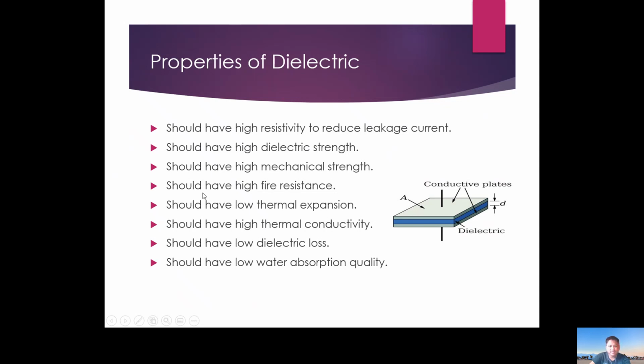Next, it should have high fire resistance. This is to prevent the passage of excessive heat, which is why it is fire resistant. Also, it should have low thermal expansion. So what does thermal expansion mean? It is the tendency to change the shape, area, volume, and density of the material. So it is really important that it has low thermal expansion.